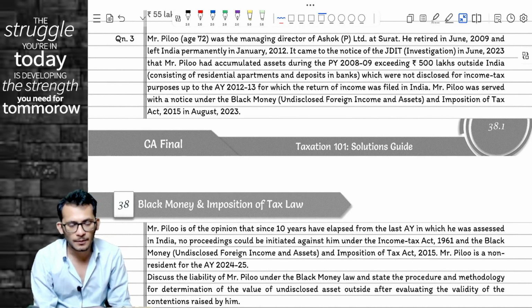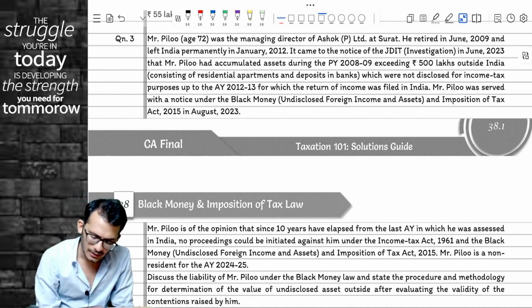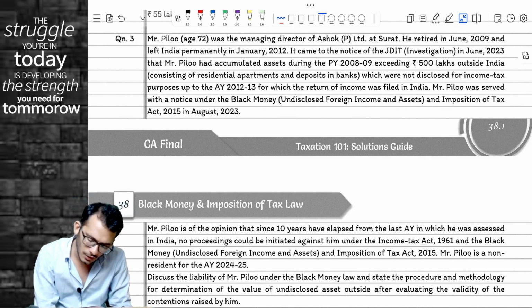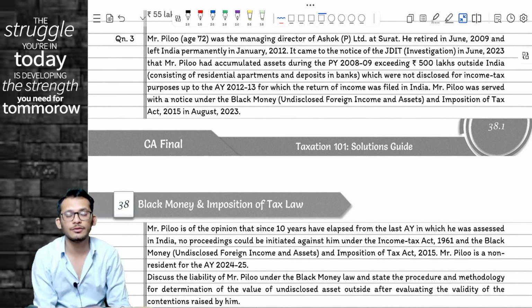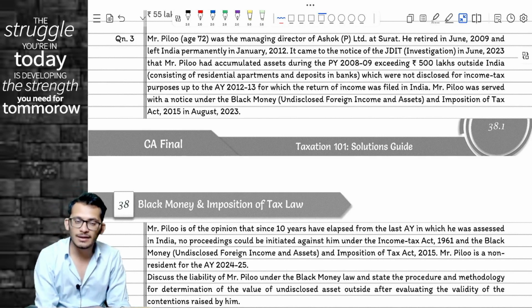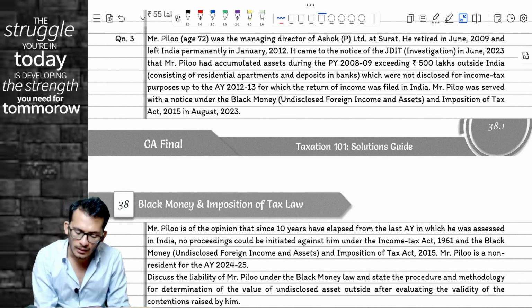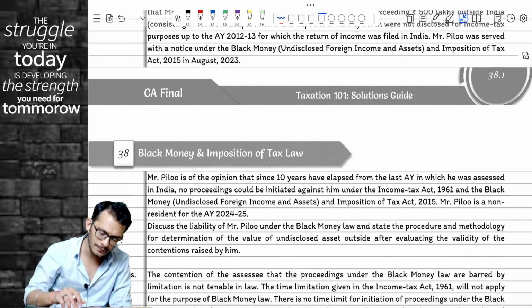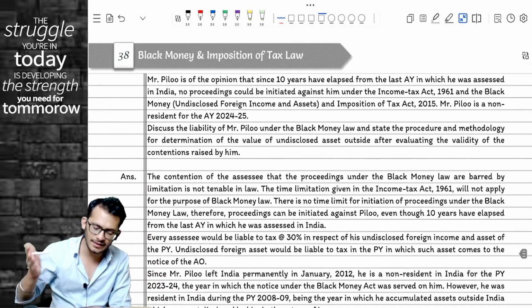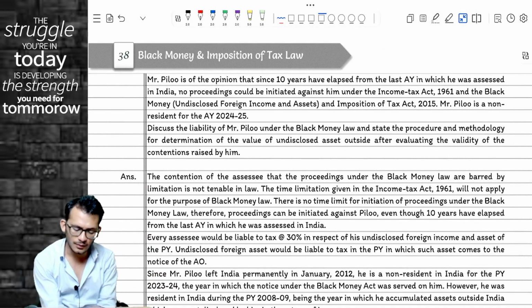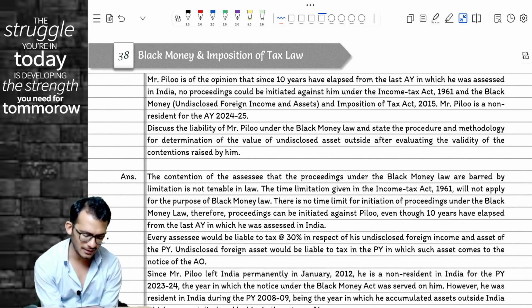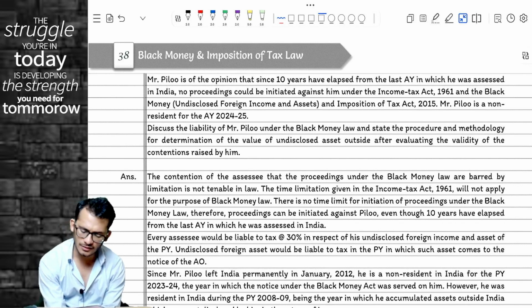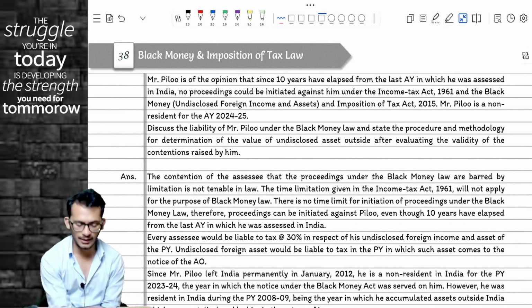So he is a person who is an assessee, with assets which were not disclosed for income tax purposes up to 12-13, for which a return of income was filed in India. So for 12-13 he filed returns in India, but till that date also he did not disclose his assets. Mr. Pillu was served a notice under the Black Money Act and Imposition of Tax Act in August 2023. Mr. Pillu is of the opinion that since 10 years have lapsed from the last year in which he was assessed in India, no proceedings could be initiated against him under the Income Tax Act and the Black Money Act, since Mr. Pillu is also a non-resident for the assessment year 24-25.